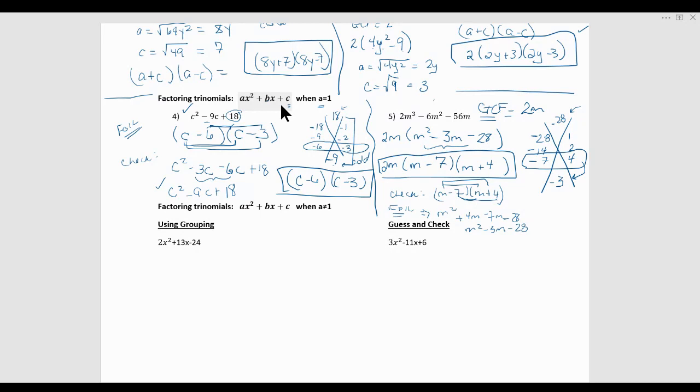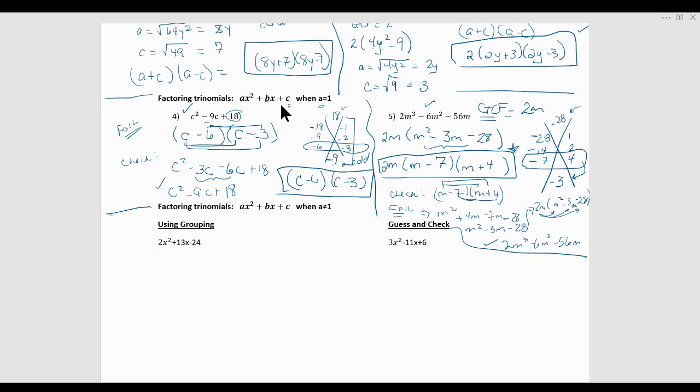So now I need to distribute my 2m through. So if I multiply 2m times m squared minus 3m minus 28, excuse me for running out of room, if I distribute that 2m through and multiply it by each term, I'll see that I end up with 2m cubed minus 6m squared minus 56m. And I do indeed go back to my original expression. So this is going to be my final factored form. All right.